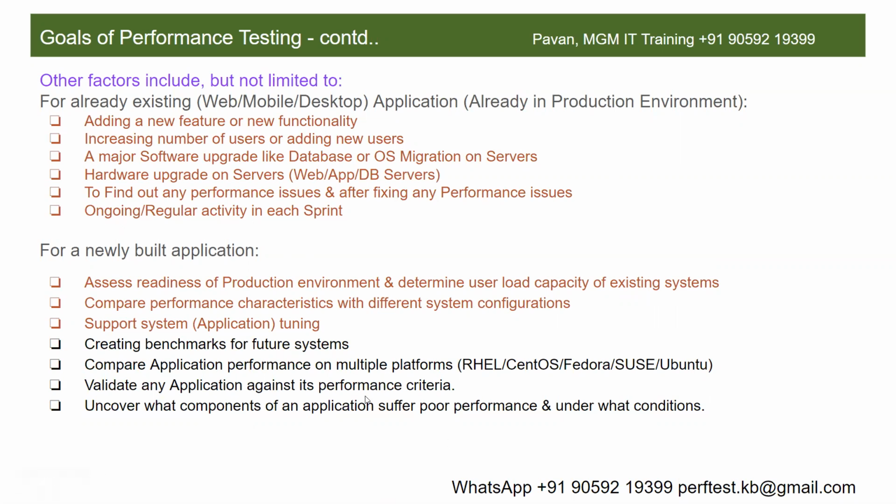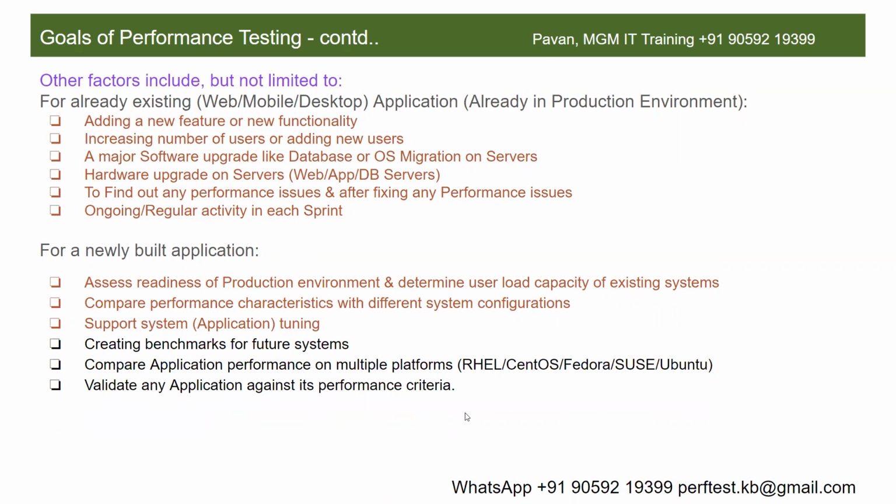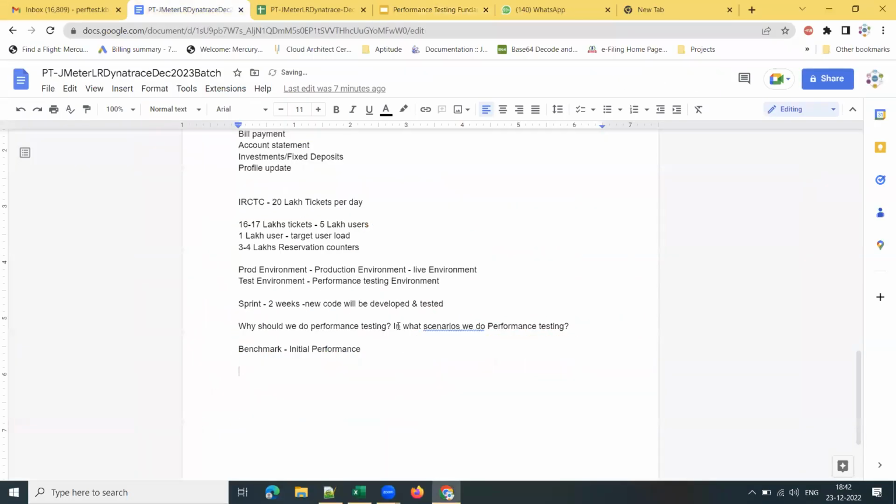Now, the next scenario is, if you want to validate any application against its performance criteria. So what is meant by performance criteria? Let's understand that. What are the different performance criteria of any application? Performance criteria can be multiple things. One is, application should support some n number of users. That is one performance criteria. N can be anything. It can be 5,000 or 10,000 or 20,000 or 1 lakh, whatever it is.